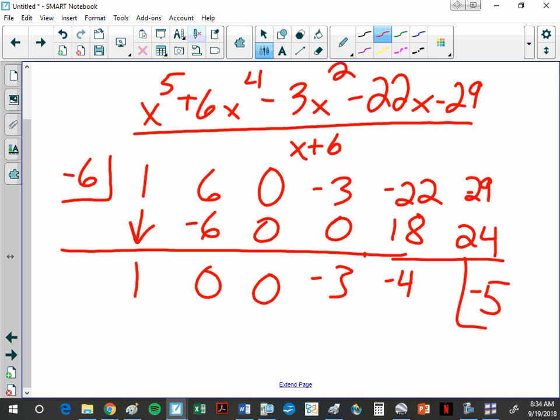Now, this set of instructions says, state if the given binomial is a factor of the given polynomial. Is x plus 6 a factor of that polynomial? No, why not? The remainder was not 0.